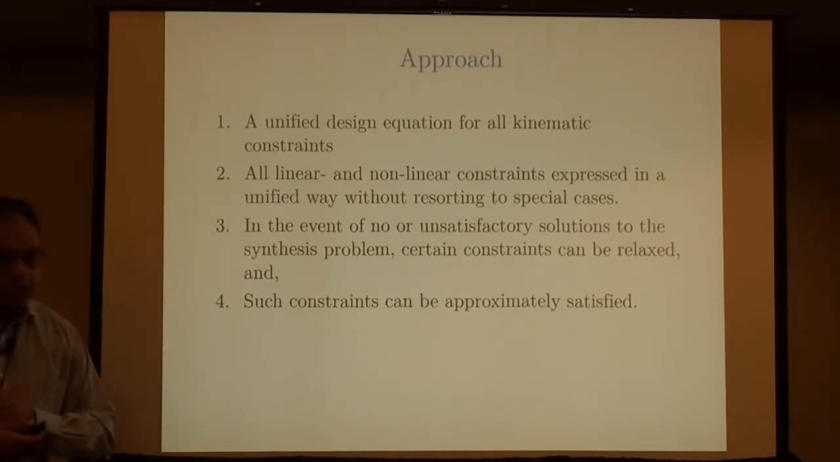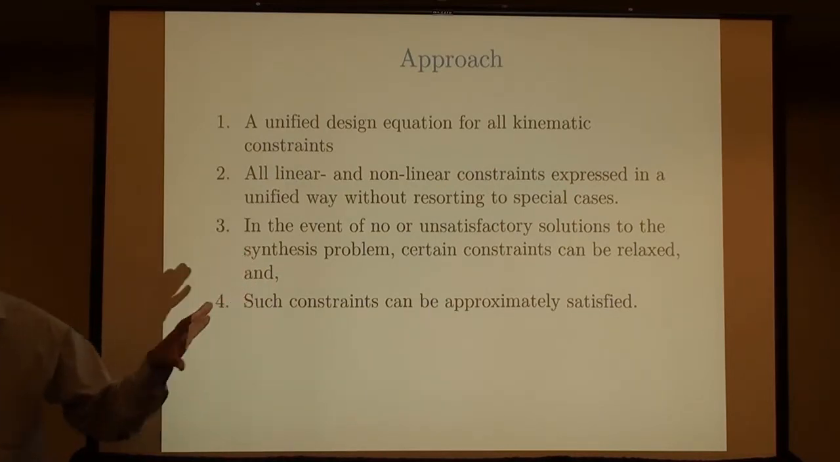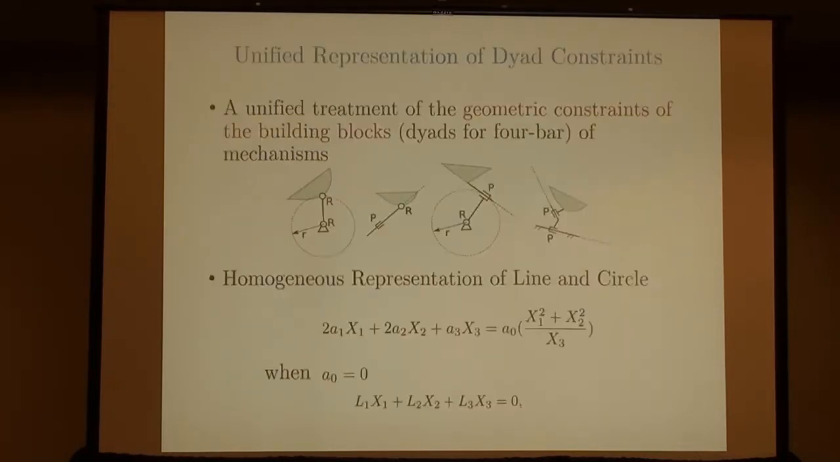So what we need is a unified equation that can represent all of these constraints, whether they're constraints on the RP dyad, PR dyad, or RR dyad, doesn't matter. Same thing for the location of the pivots. Can we have a unified representation for all kinds of geometric constraints here? And then see if, let's say, we can find a solution using our structural equation, then can we relax some of those constraints? So that's where the optimal control comes in.